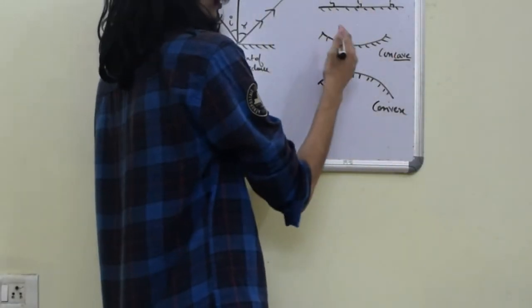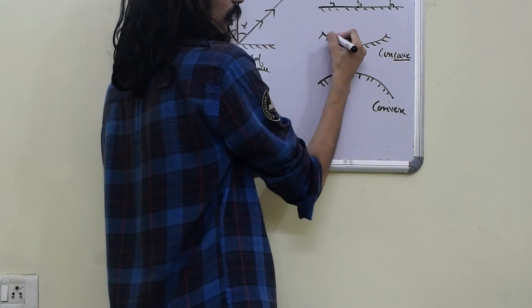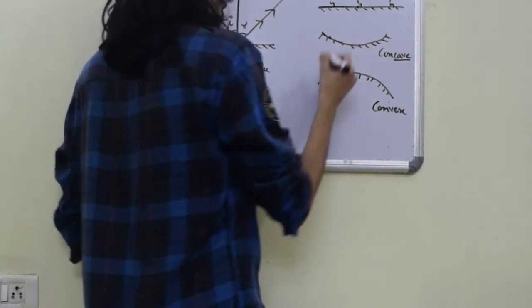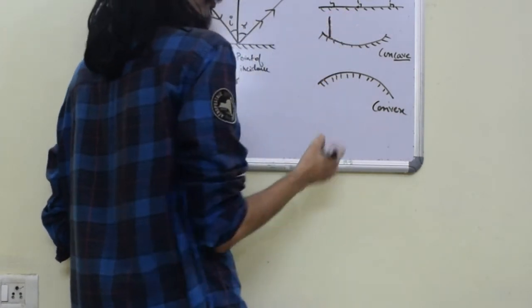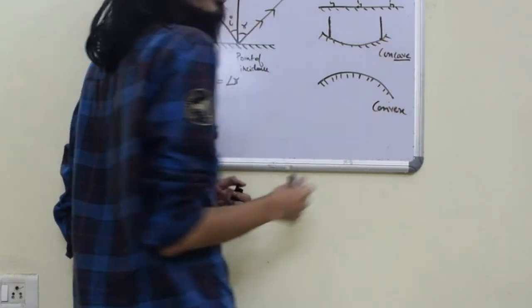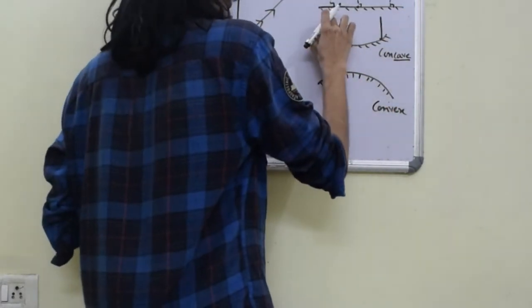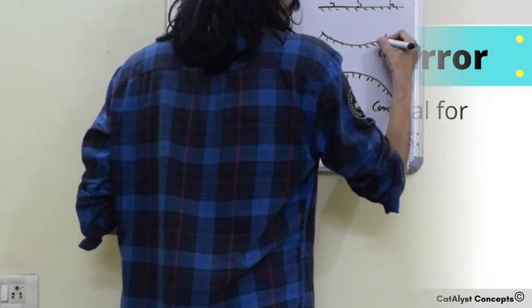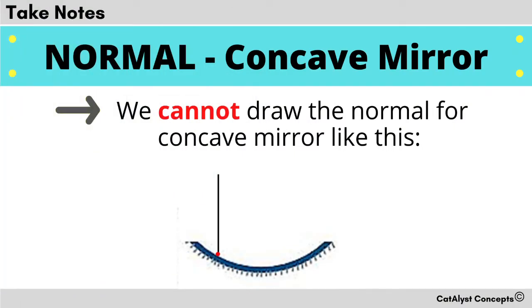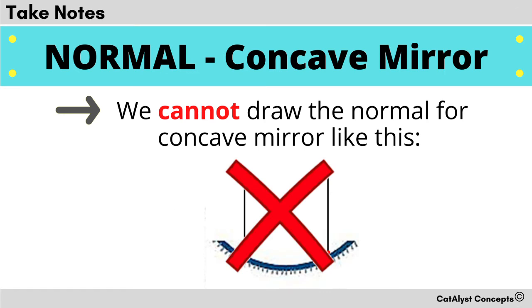By that logic, in a concave mirror, if I want to look at light falling at this point of incidence, will I draw my normal like this? Will I just draw a straight line like this, or if it is over here, should I draw it like this, just like I drew here? No, that is not true, right? It's a little different for concave or convex mirrors. First we'll look at concave mirrors.